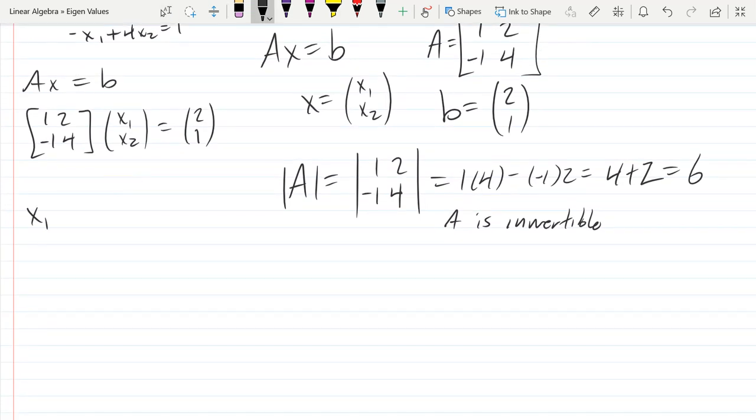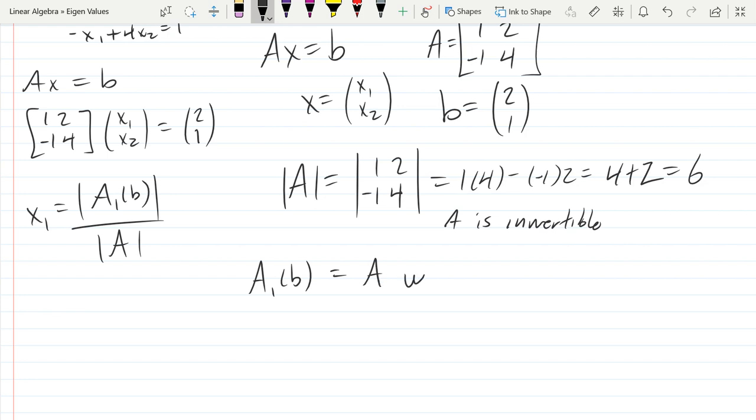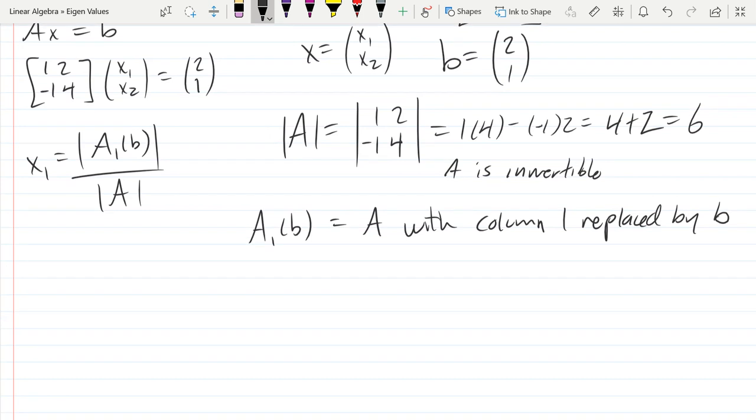So what we're going to do now, I'm just going to write x1 equals determinant of A1B over determinant of A. So we have to figure out what is A1B, and this is going to be A with column 1 replaced by B. So column 1 is going to go away, and it's going to be replaced by 2, 1. And I'll use a different color for this. So I use purple right there, so our column 1 is getting swapped out.